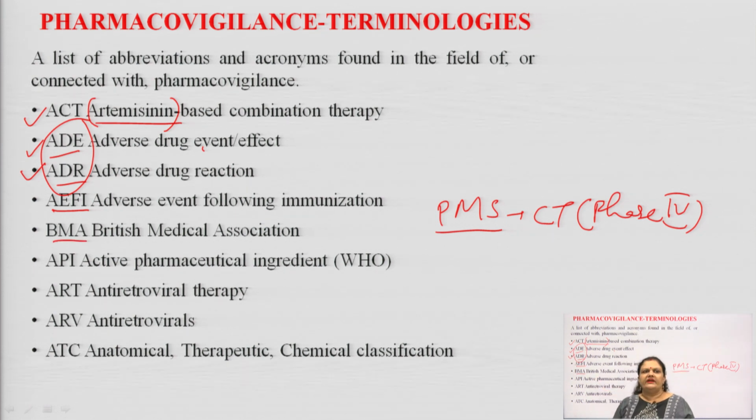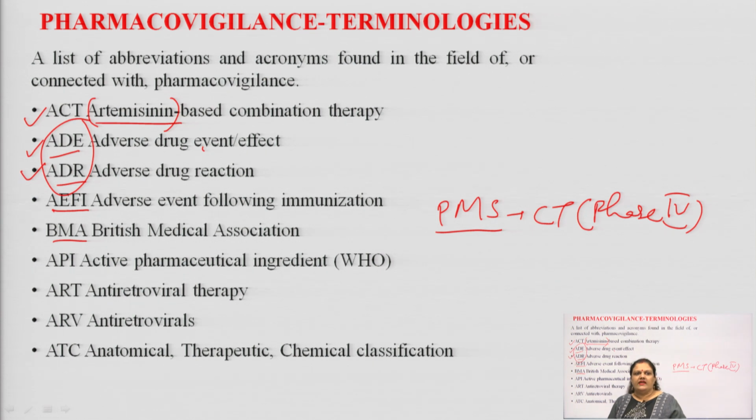Now, coming to the next one, BMA. BMA is the British Medical Association. Dealing with the pharmacovigilance subject, students, we are not talking about any specific country, not only India, we are following the GHS system here. GHS means globally harmonized system, where we are talking about different countries like US, Japan, European Union, America, Britain, China. So, BMA here stands for the British Medical Association.